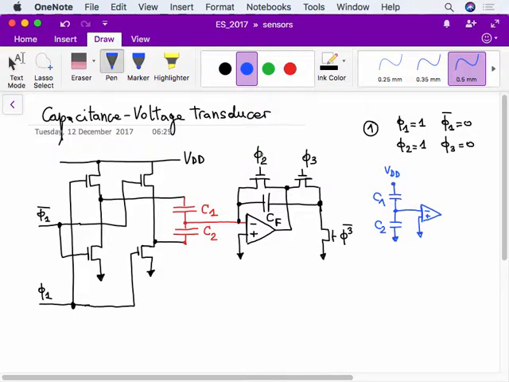Then we have seen that phi2 is high, so the negated input is directly connected to the output, like this. And then the capacitance CF is connected to ground because Phi3 negated is high. So this is CF. So this is the circuit, basically. And of course, what happens here is that this node, because it's connected to the input of this operational amplifier with feedback, is at virtual ground.